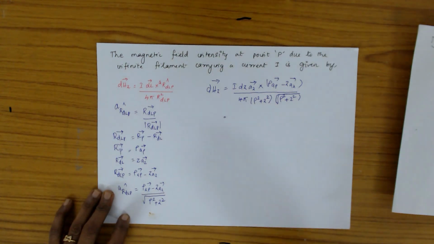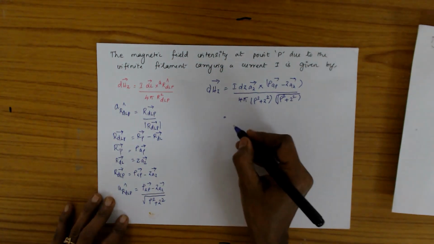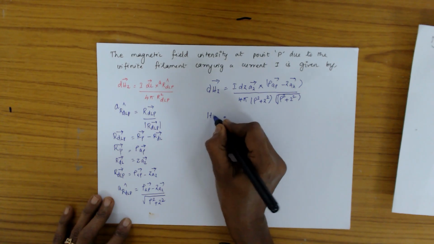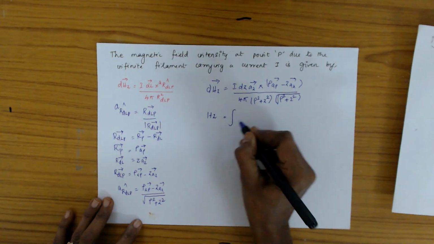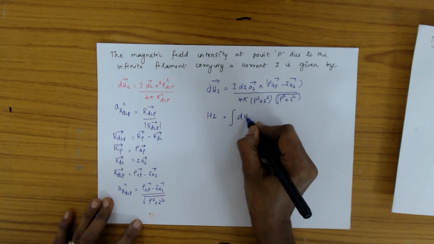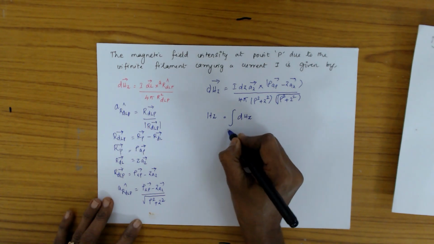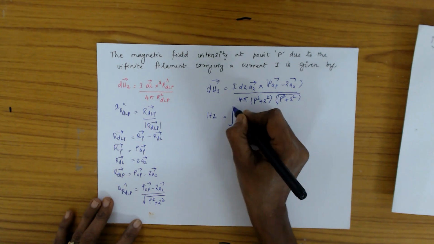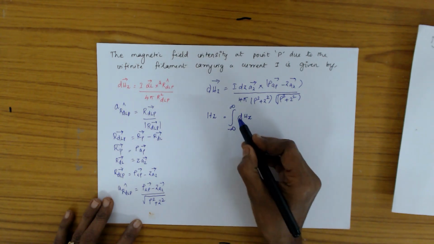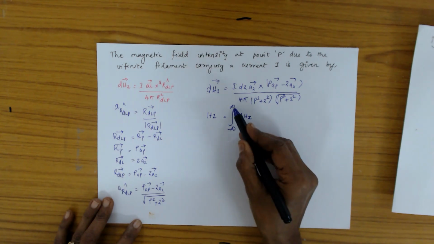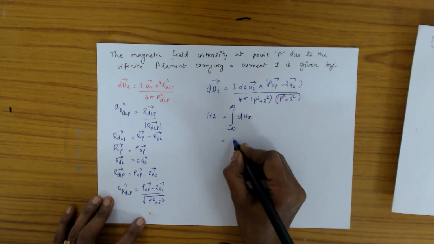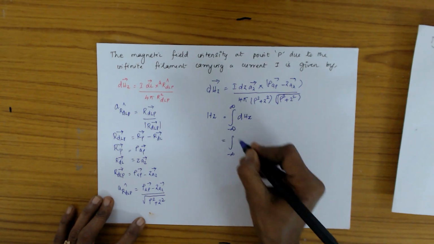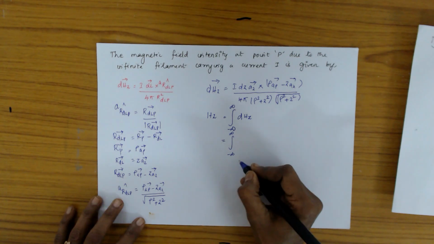So which is equal to, we need the magnetic intensity Hz. The magnetic intensity Hz is the integration of the differential magnetic field intensity along the entire length of the current element. Hence Hz is equal to integral minus infinity to plus infinity dHz. So substituting the value of dHz, we can write this as integral minus infinity to plus infinity.